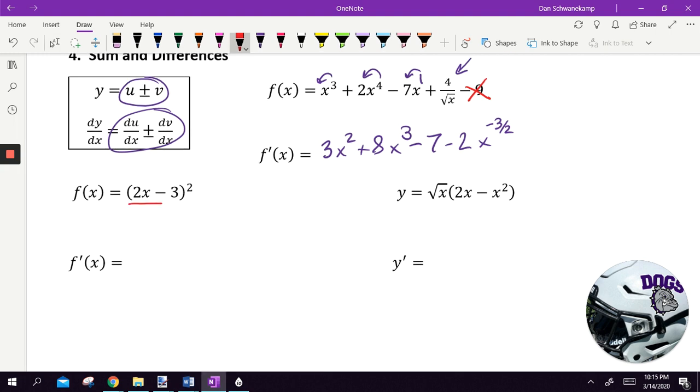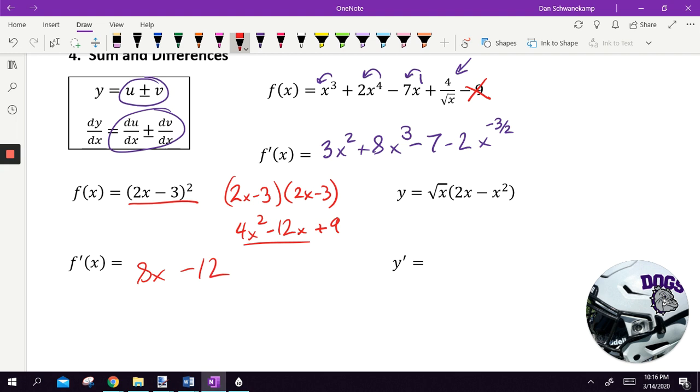If we had something like this, we're going to learn something called chain rule, but we're not ready for that yet. And so we can't deal with this concept right now the way it's written. And so what I would have to do is multiply this out. So 2x minus 3, 2x minus 3. I can make this 4x squared, and I'm going to FOIL it out without making all the baby steps in between. And then I would take the derivative of that. The derivative of that would be 8x minus 12. Boom, there's my answer. The 9 goes away.